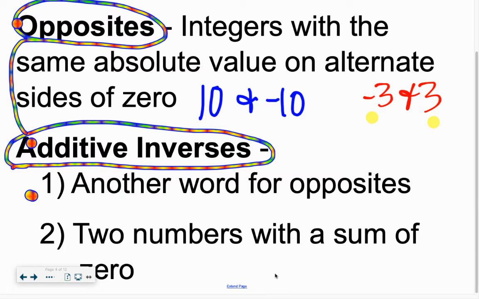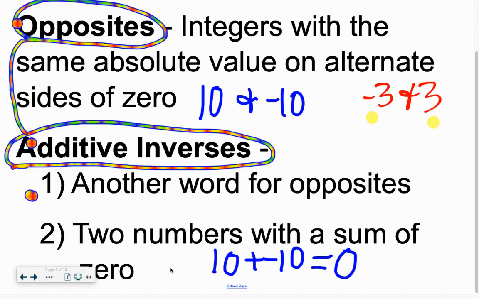Otherwise, you can see here we've got two numbers with the sum of 0, like we talked about above. 10 plus a negative 10 gives us 0. Thus, they are additive inverses. Those are great words that they might use on a standardized test like a STAR test or an IXL test or a state standard as well.